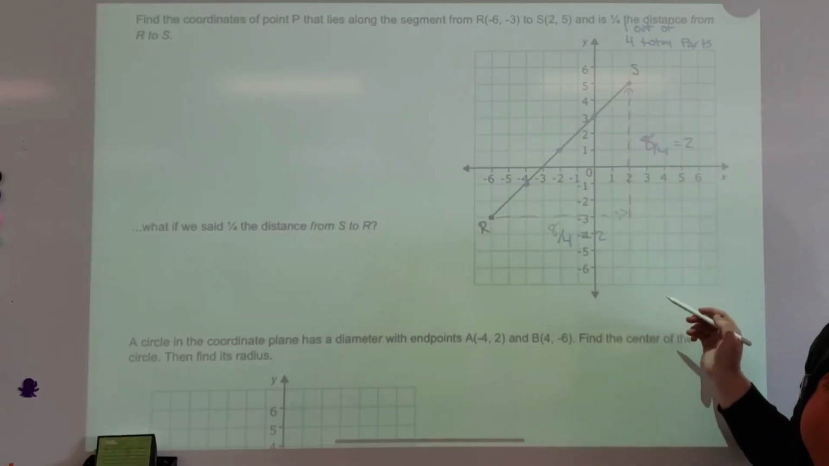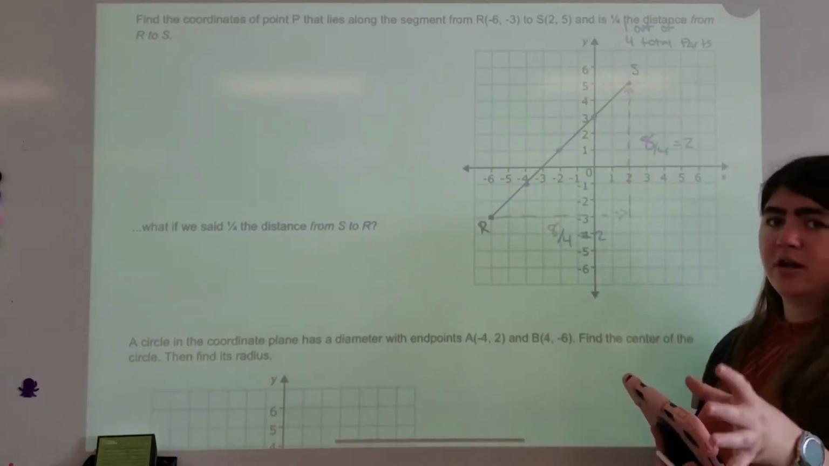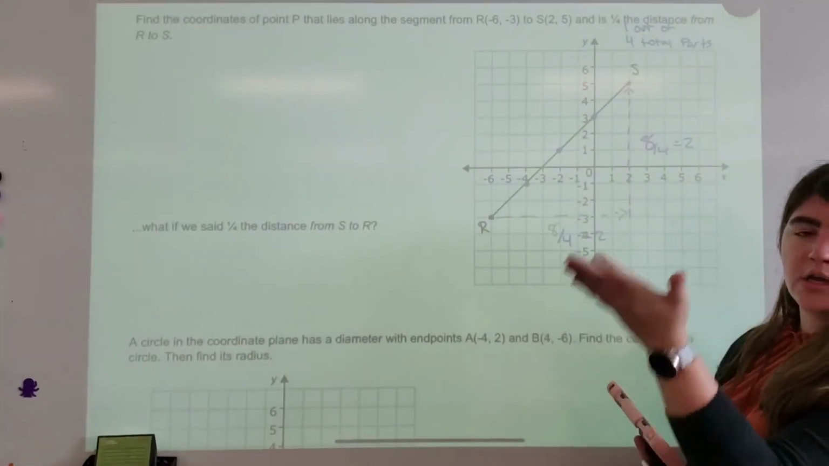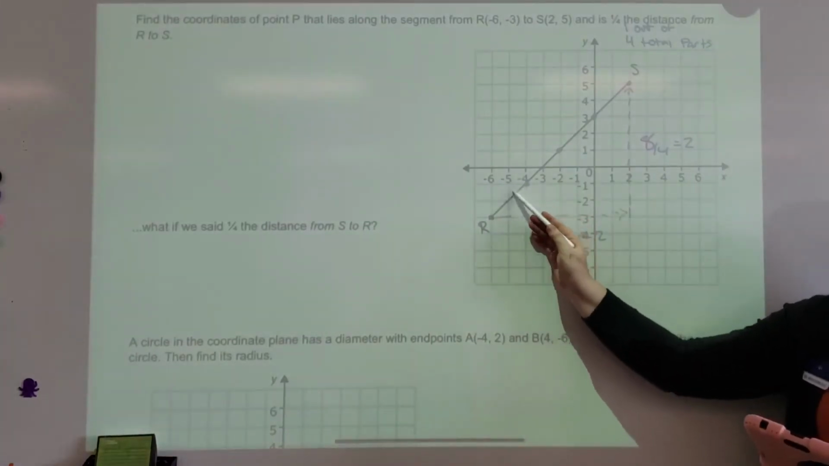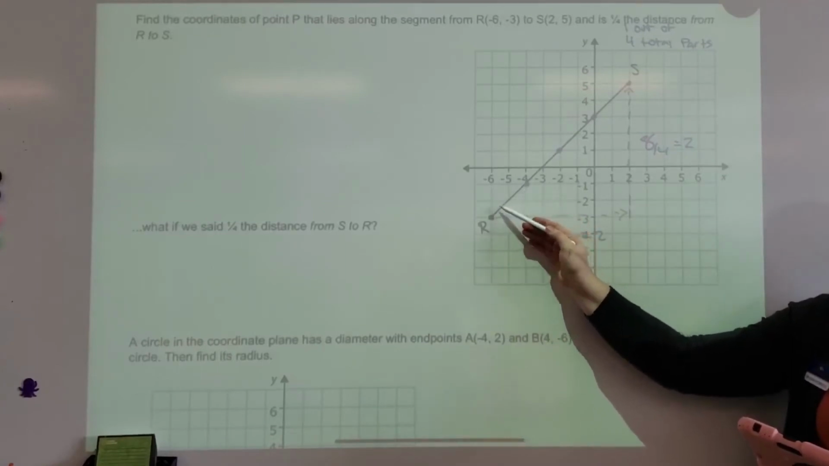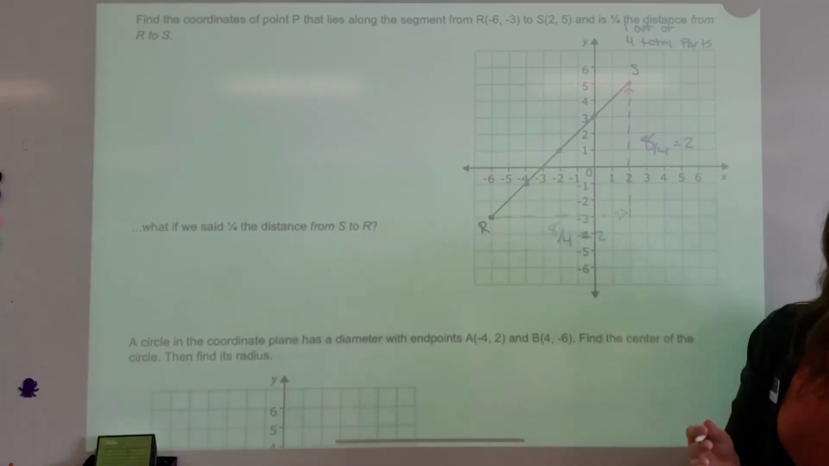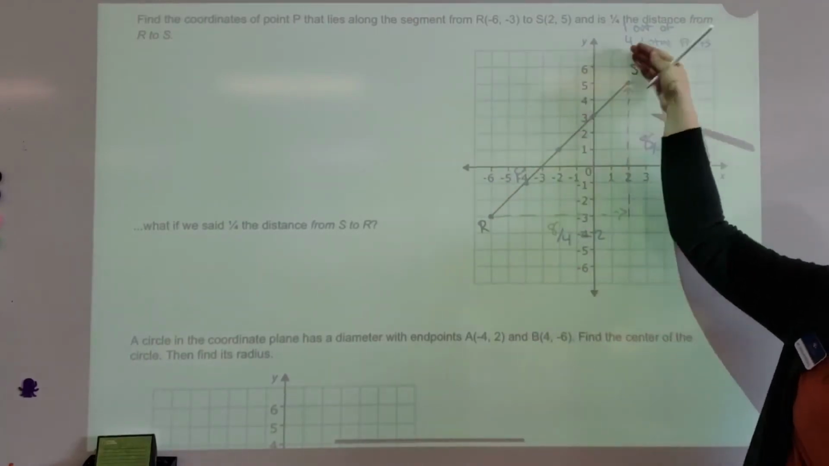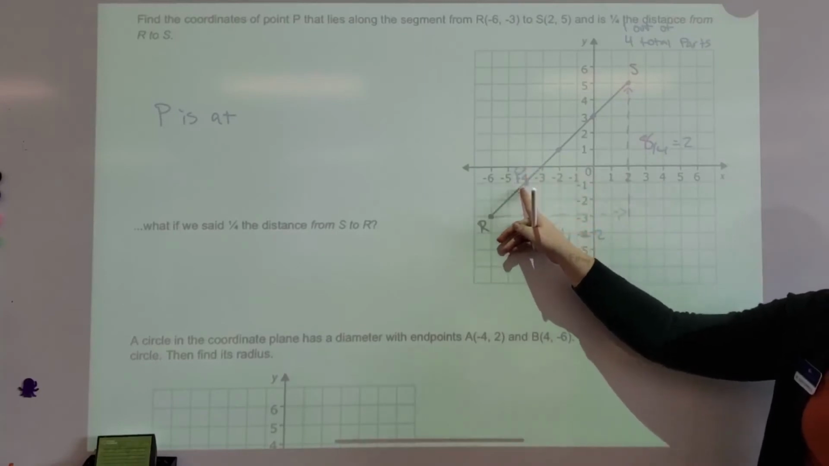Now that I have 4 total parts, and it says that it is 1/4, that means from R to S, we're starting with 1 out of the 4 sections. So we're really splitting into a ratio of 1 to 3. So my first section, this 1 that I have is right here because I want just that one length. I've counted 1 segment length, which means that my point P must be at this point here because that is what splits me into 1 out of the total of 4. So P is at the coordinate -4, -1.